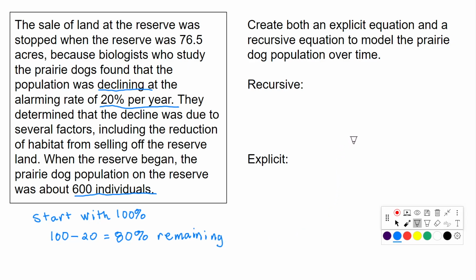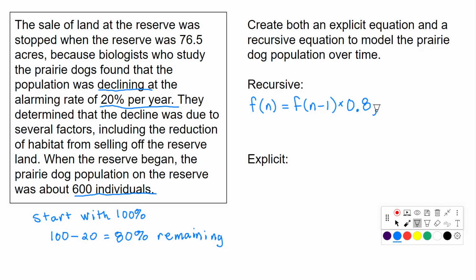So for the recursive, remember we want to use that next equals previous, and because it's a percent, it's going to be times. So when we have these percent changes, we're going to have geometric sequences, so we're going to multiply. So in this particular situation, my recursive is going to begin f of n equals f of n minus 1 times my percent as a decimal. So 80% as a decimal is 0.8.